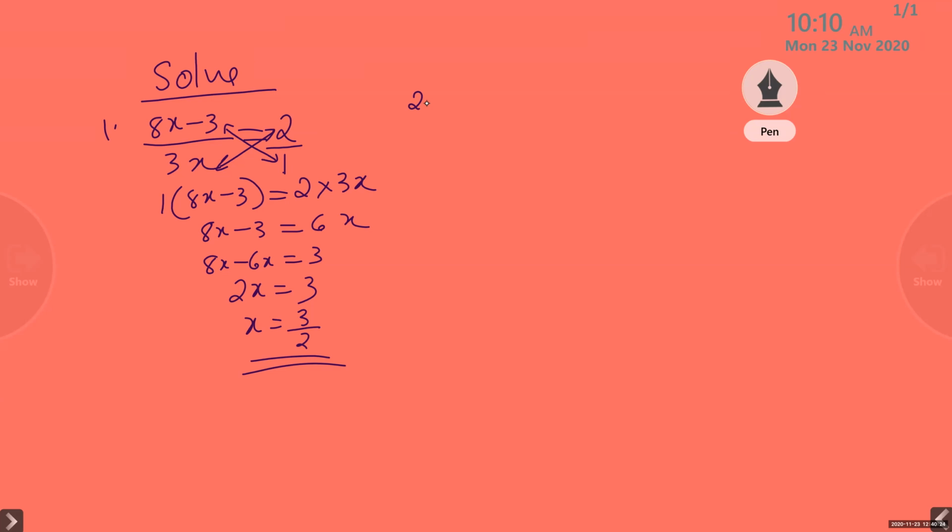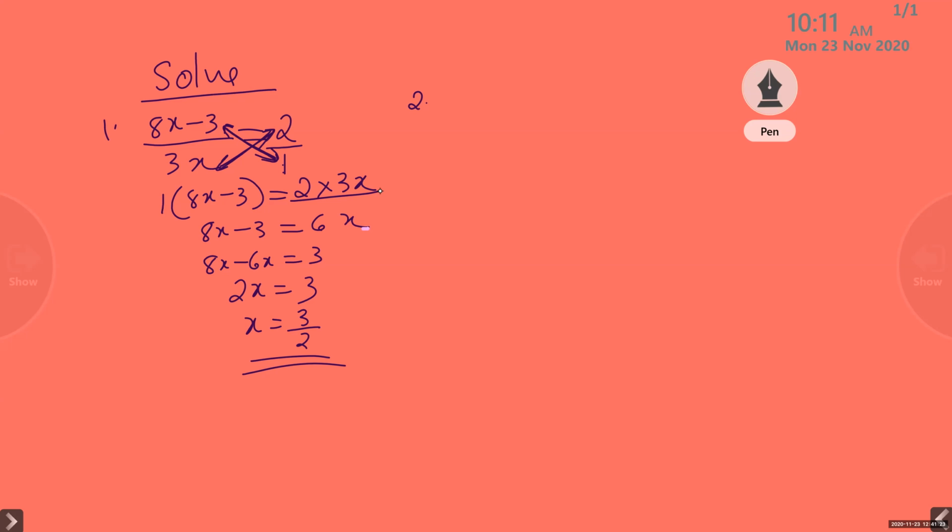Ma'am, in that 8x minus 6x is equal to 3, the minus 3 will come to the other side and become plus 3. Can you explain again? Yes, cross multiply these terms. 1 into (8x minus 3), and 2 into 3x. Now 1 into (8x minus 3) is 8x minus 3 itself. 2 into 3x is 6x. Now you can simplify. 8x minus 6x equal to 3. 2x equal to 3. x equal to 3 by 2. Is it okay? Yes, ma'am.